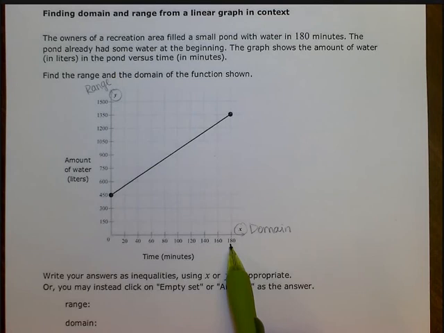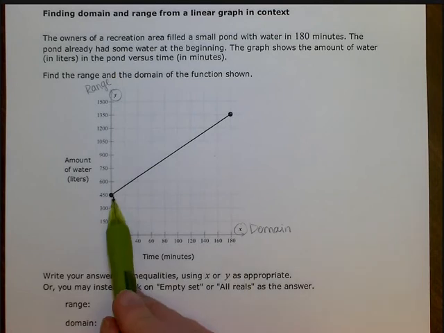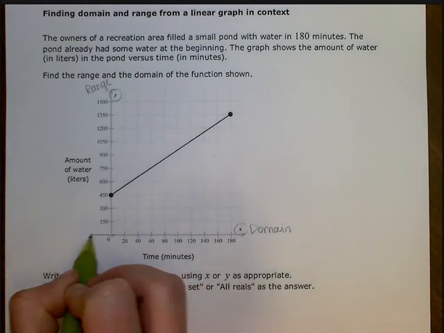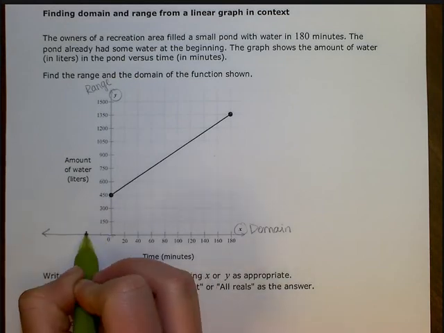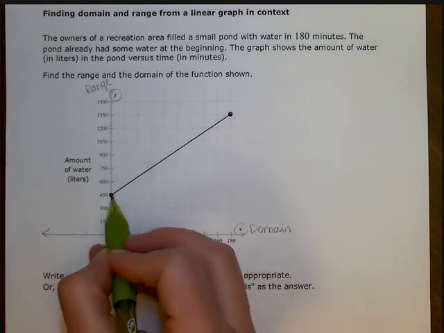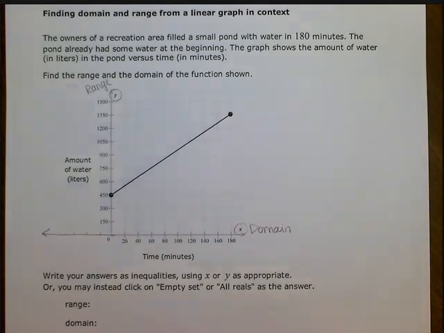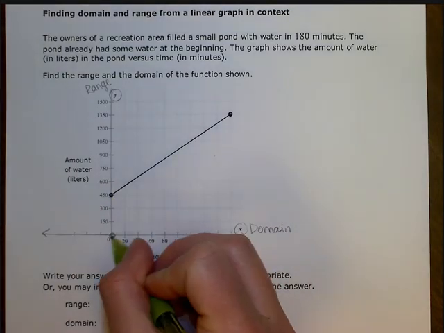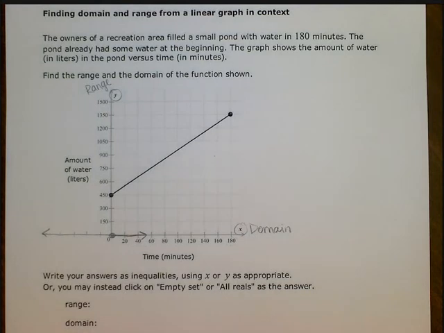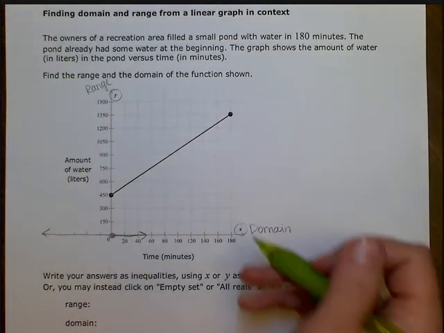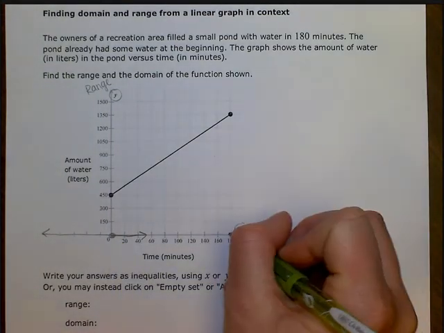Now, I can't have negative time, so it's important that I know that if this number line were to keep going this way, this would be where it started. If it was flat on this number line, it would start here and go this way. So I have that X is between 0 and 180.